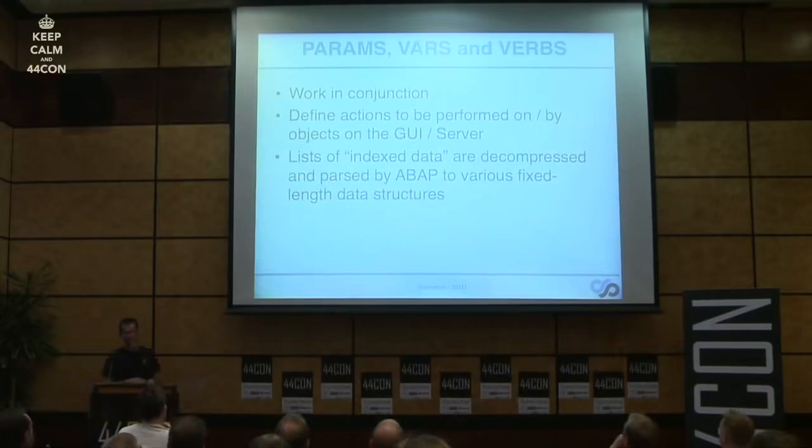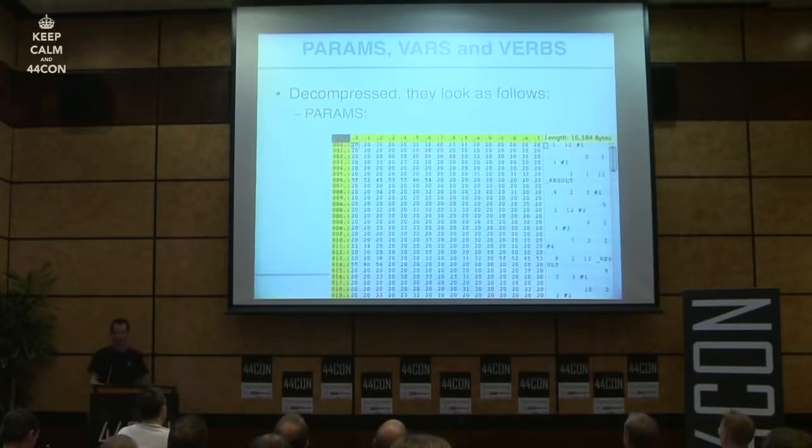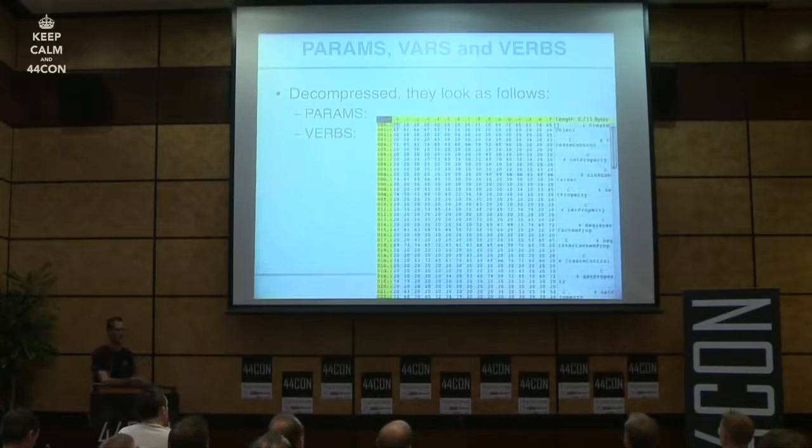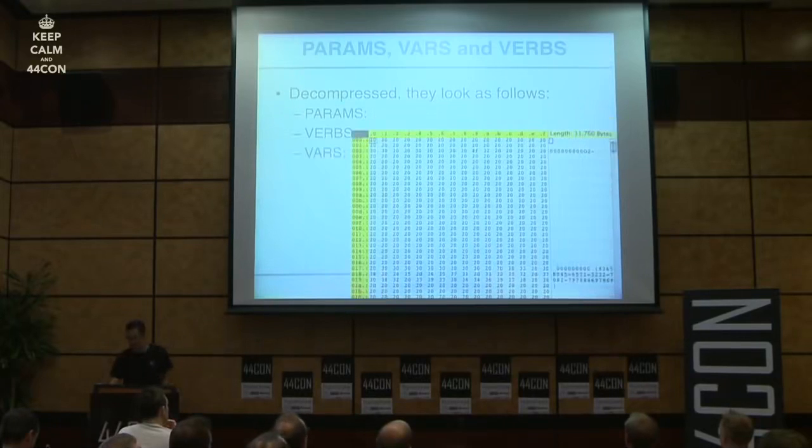They basically define actions to be performed on or by the objects on the GUI or the server. They get submitted both ways. They basically are lists of indexed information. They get decompressed, and they get parsed by the ABAP runtime to various fixed-length data structures. So decompressed, you've got something like this called params, which contains a whole bunch of handles to result lists and specific GUI controls. You've got something called verbs, which contains, at first sight, some really interesting information. And you've got something called vars, which contains additional stuff.